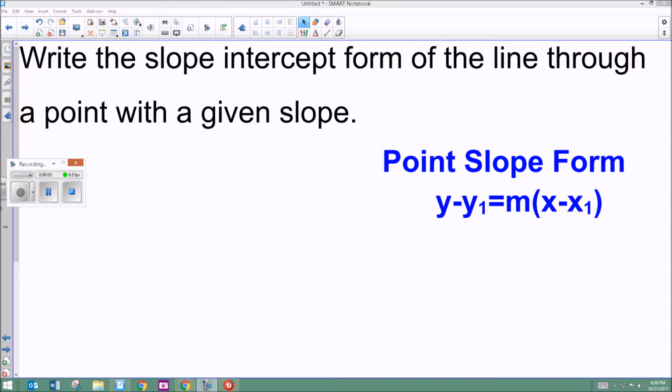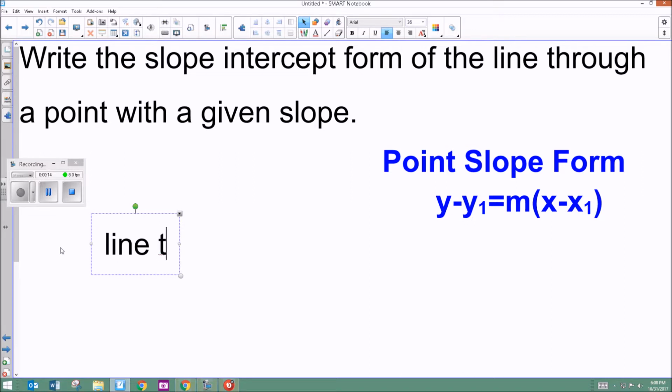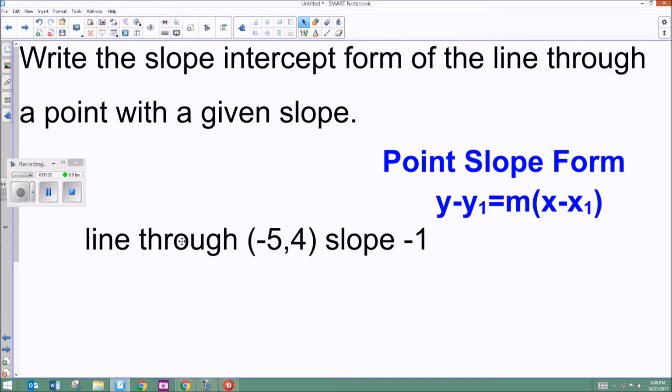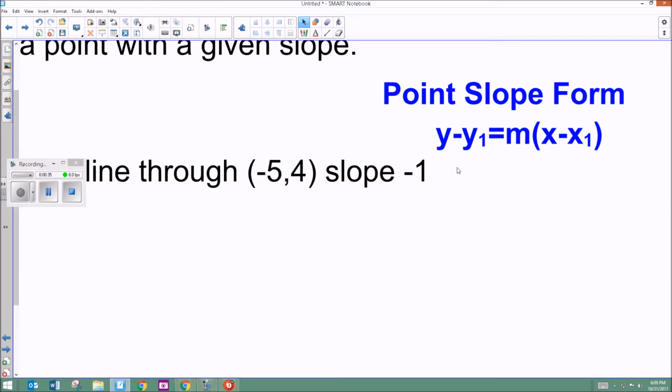Okay. And finally, we want to write the slope-intercept form of the line through a point with the given slope. Here's our example. Let's say we wanted a line through negative 5, 4. And we want the slope to be negative 1.